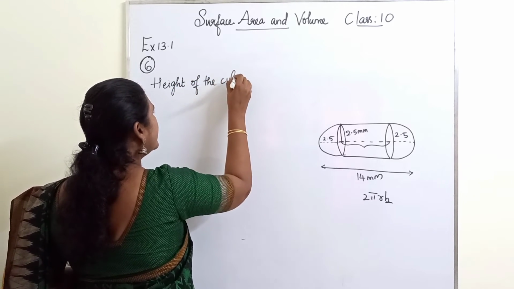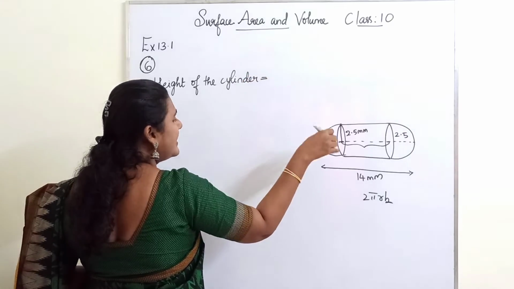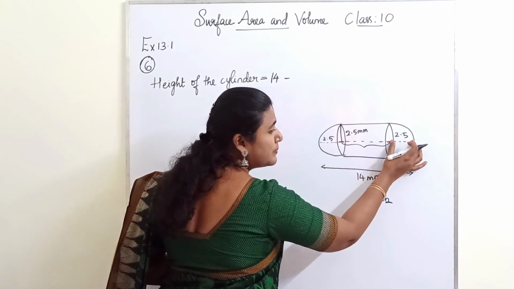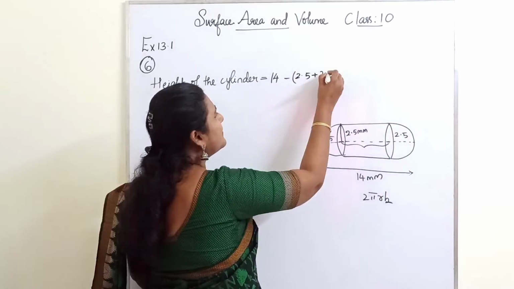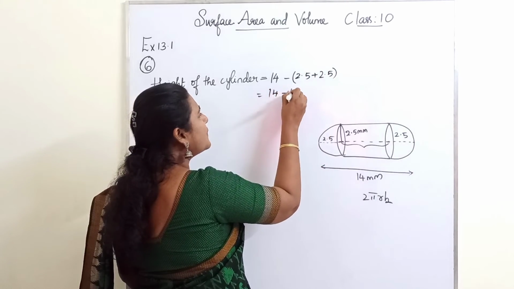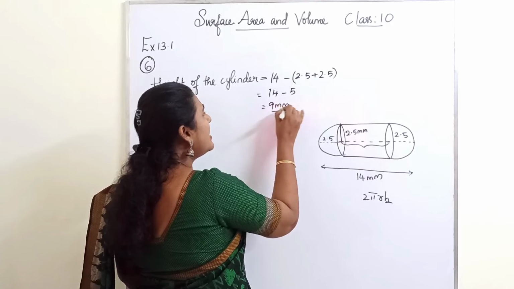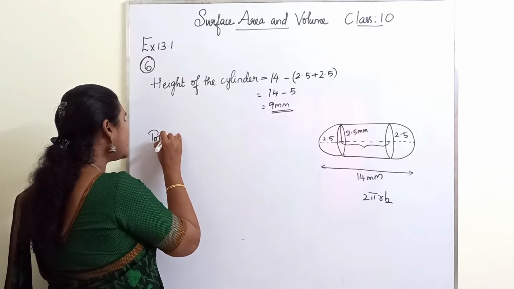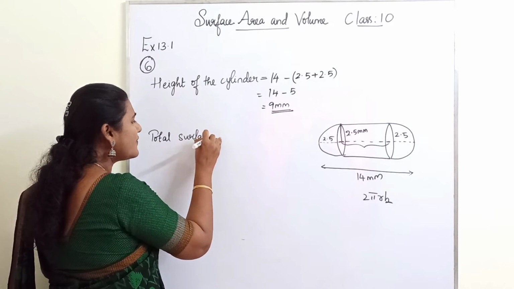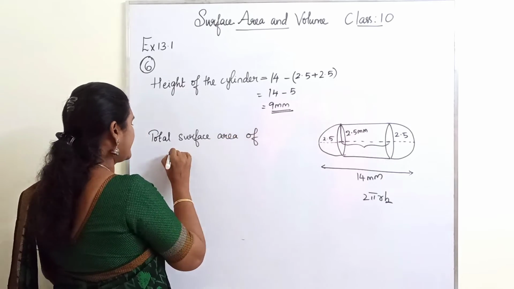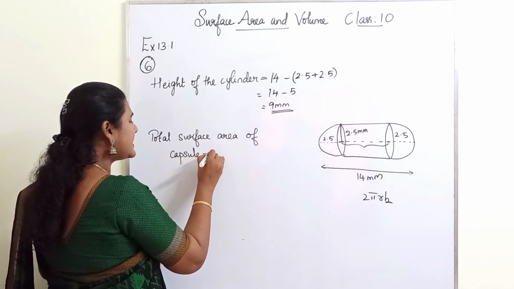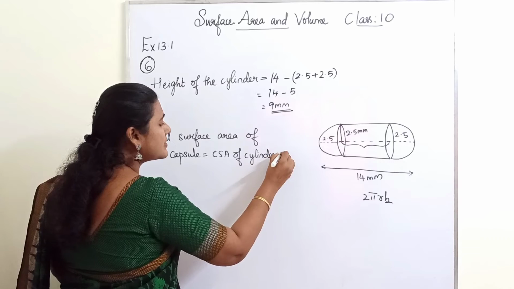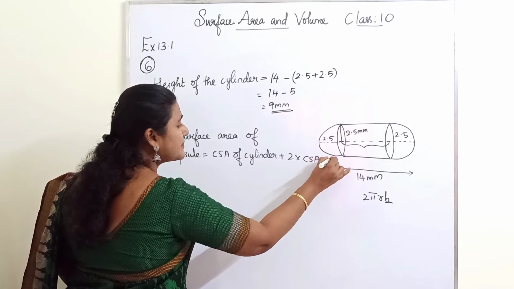Height of the cylinder is equal to the total length, which is given as 14 millimeter. From that we will subtract these two portions, that is 2.5 plus 2.5. So 14 minus 5, which is equal to 9 millimeter. This will be the height of the cylinder. Now we are going to find the total surface area of the capsule, the TSA of capsule. This will be the sum of CSA of cylinder plus 2 times CSA of hemisphere.